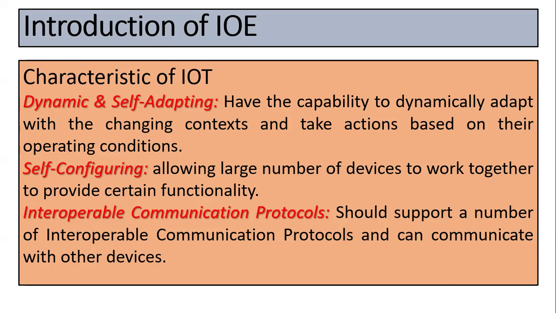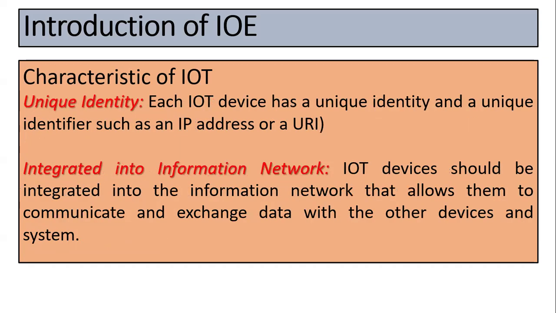And the next is interoperable communication protocol. Now, it should support a number of ICT protocols and be able to communicate with other devices. We will see what different communication protocols are available, and it should support them, because there are many types of communication protocols available, and our IoT devices should have the ability to use those communication protocols for exchanging data. So these are the important characteristics IoT devices should have.